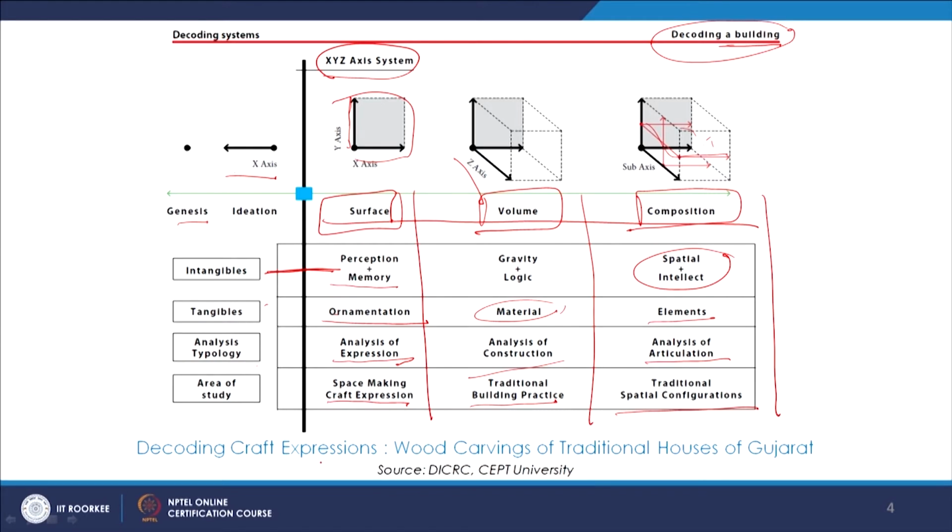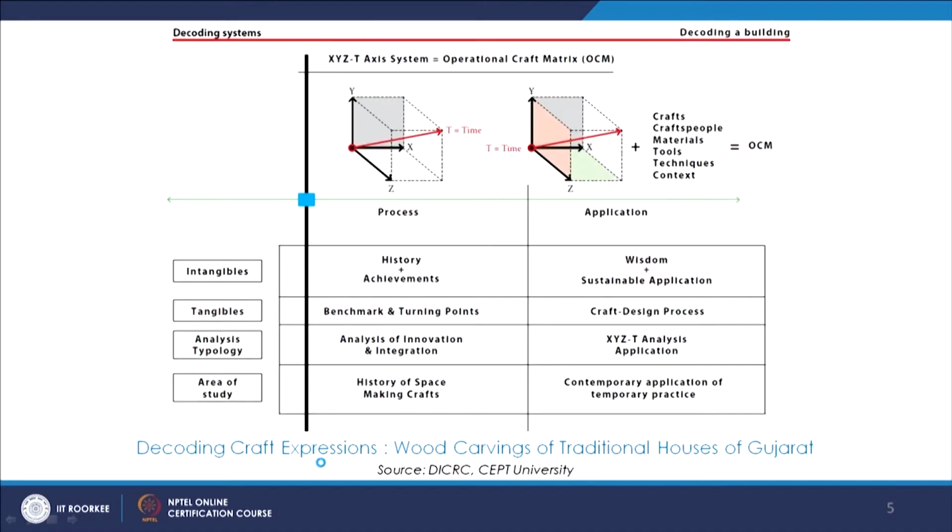So taking it further, let us see what else we have to understand through this system. And yes, so DICRC also came up with this operational craft matrix. Here what is done is, to the XYZ axis system they have added this dimension of time. Now once the dimension of time is added, a context is identified and the craft persons, the materials, tools, techniques are studied. This in totality generates an operational craft matrix for us, and it largely talks about process and application.